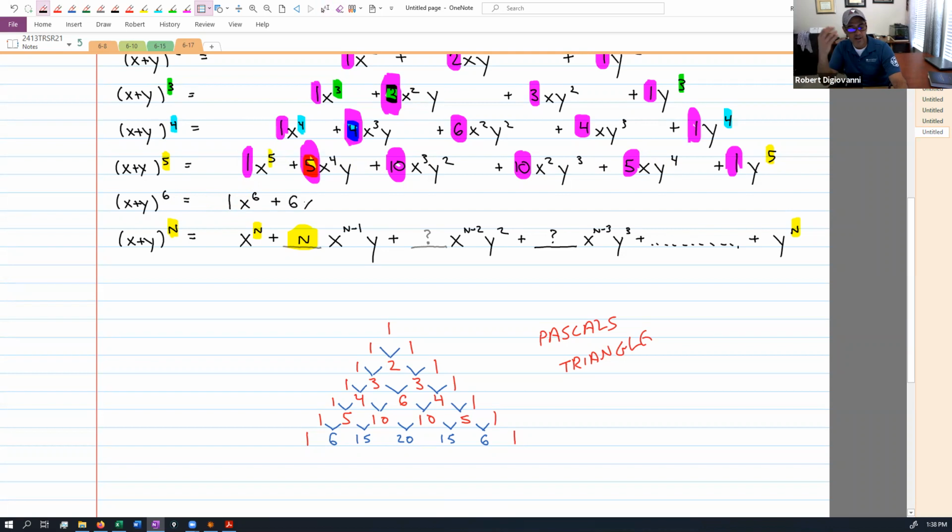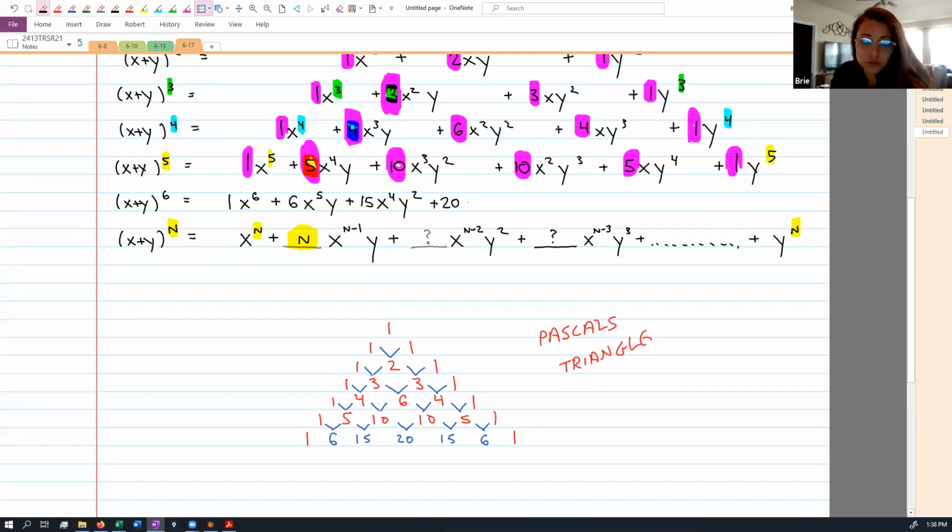Now use the pattern that x power comes down, y power comes up. What's the next number? 5 and 10, right? 15. Now the power on x comes down, power on y comes up. My next number, 10 and 10, would be 20. X cubed, y cubed. Power on x comes down, power on y comes up.